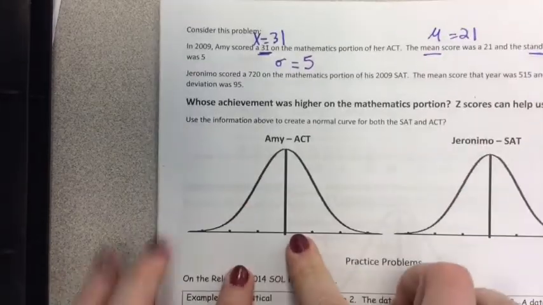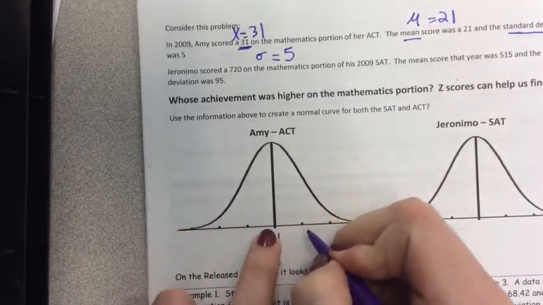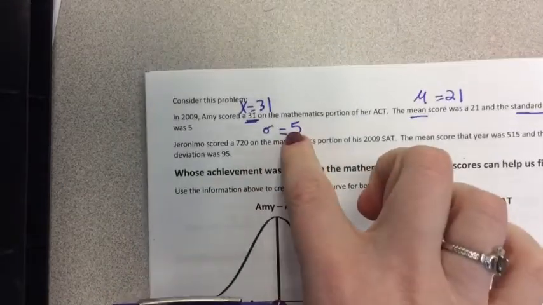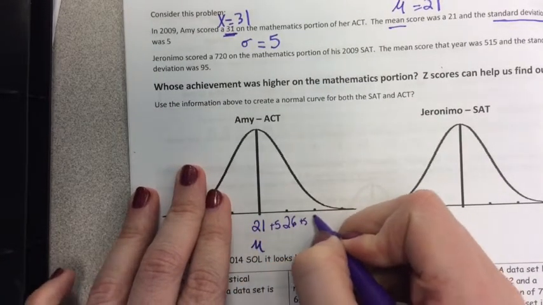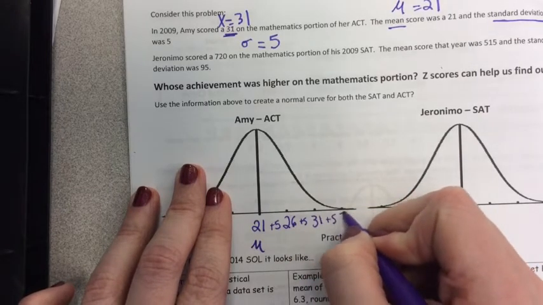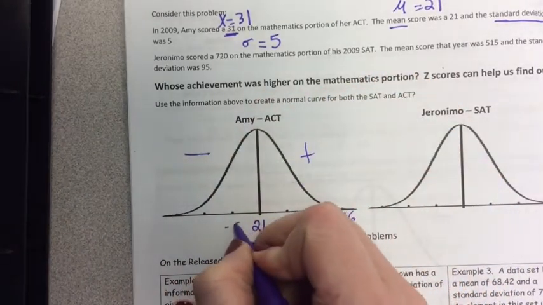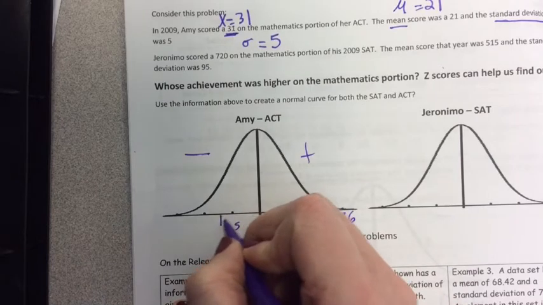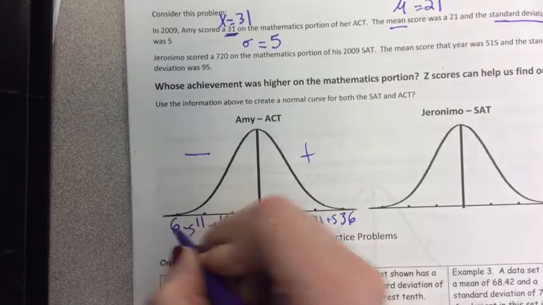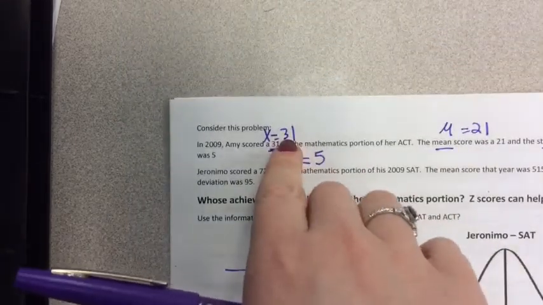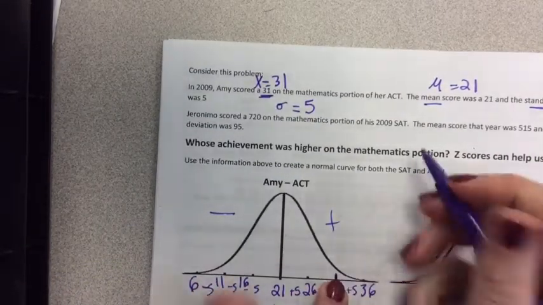All right, so let's put this information here. So in the middle is my mean, which we know was 21. And we know we need to add whatever our standard deviation is, which in this case is 5. So plus 5 gives me 26, plus 5 gives me 31, plus 5 gives me 36. Over here, we're subtracting. So I'm going to minus 5, which gives me 16, minus 5, which is going to give me 11, minus 5 again, which is going to give me 6. They're saying her score was 31, which is right here, right on this 2 standard deviation mark.